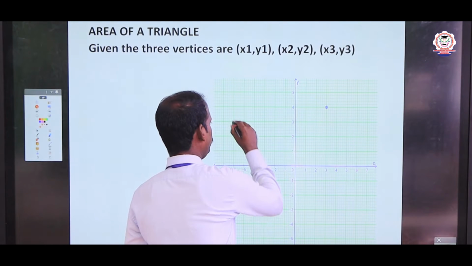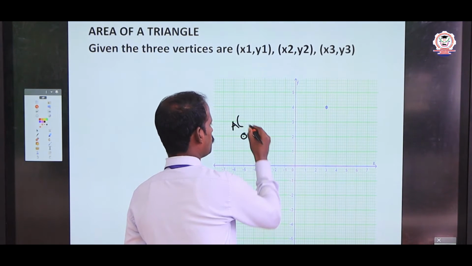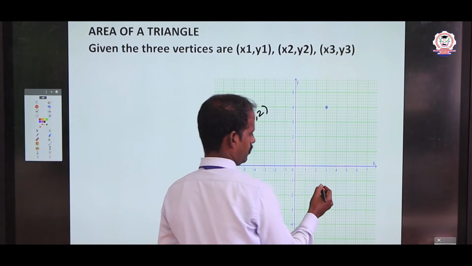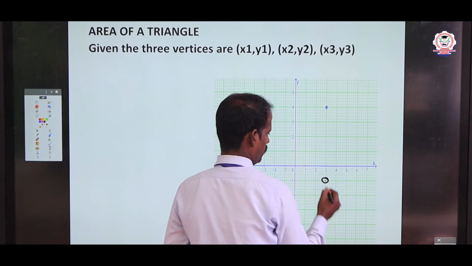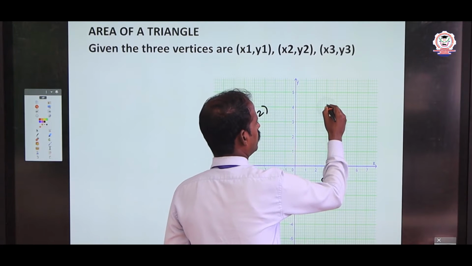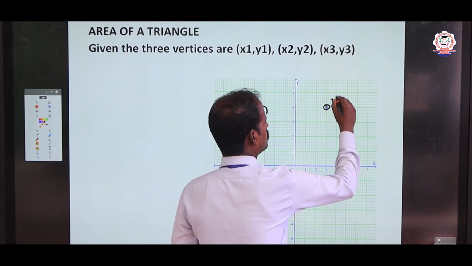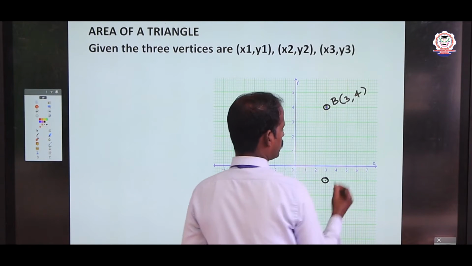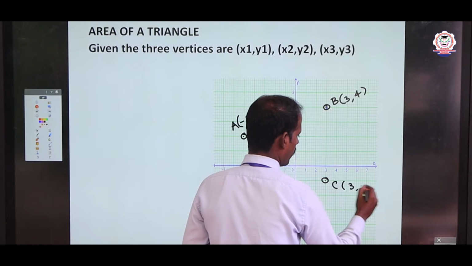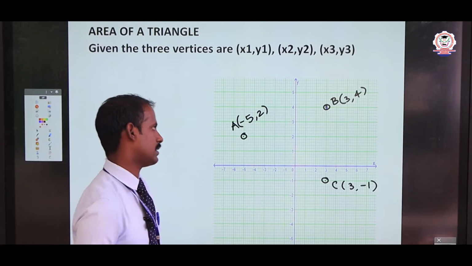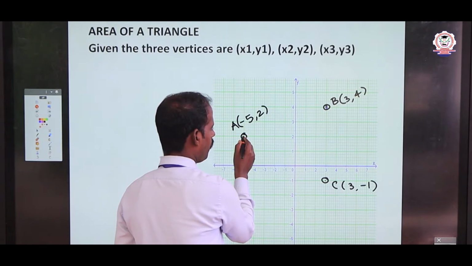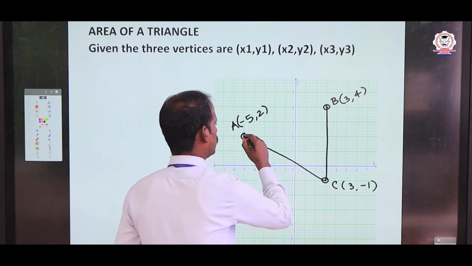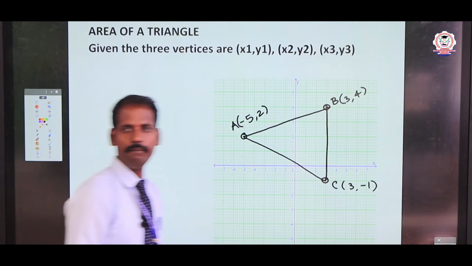Here this is A point, for example, minus 5 comma 2. And next point is this B point. So B point is 3 comma 4 and C point is 3 comma minus 1. These are the 3 vertices. So 3 vertices join together to form a triangle.